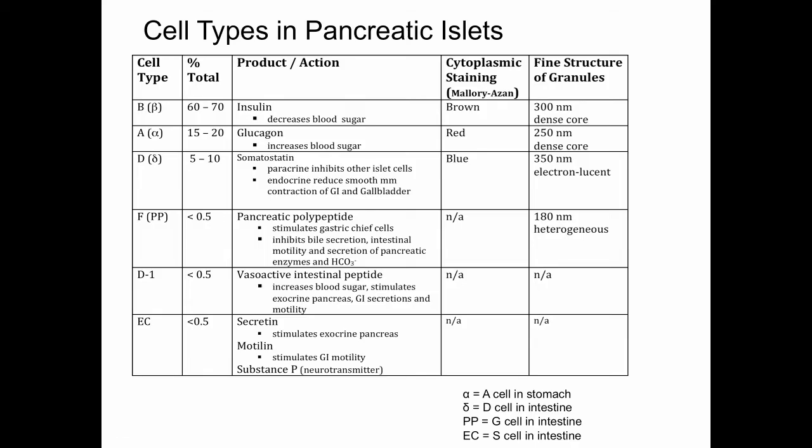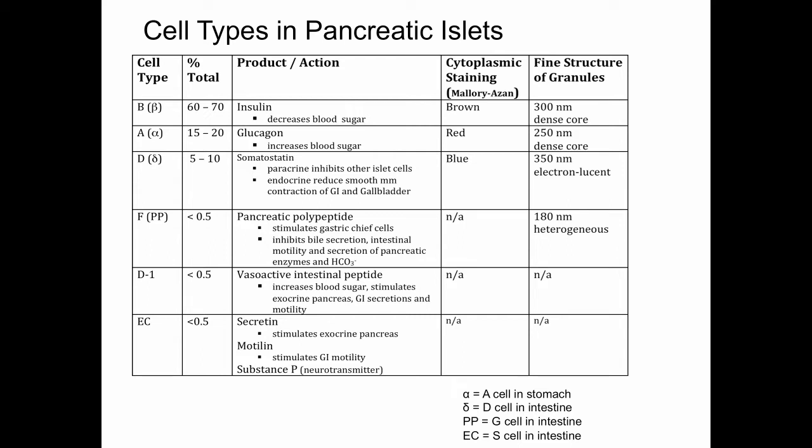There are, as I said, a variety of cell types in the pancreatic islet cells. You need to understand these. So the beta cell, which makes up the majority of the islet cells, synthesizes and secretes insulin, which is involved in a decrease in blood sugar. The beta cell works antagonistically to the alpha cell, which synthesizes and secretes glucagon, which results in an increase in blood sugar. There are delta cells, which secrete somatostatin.